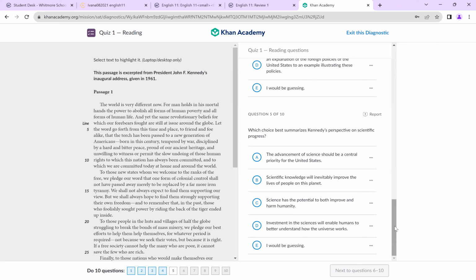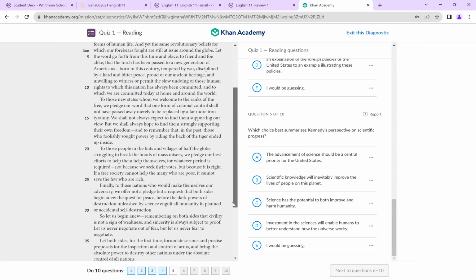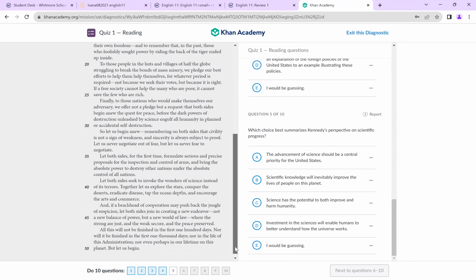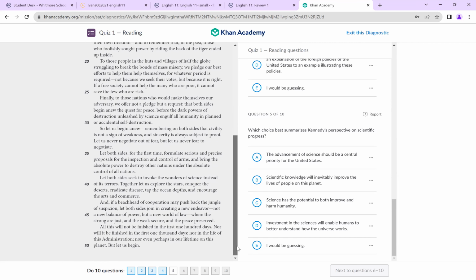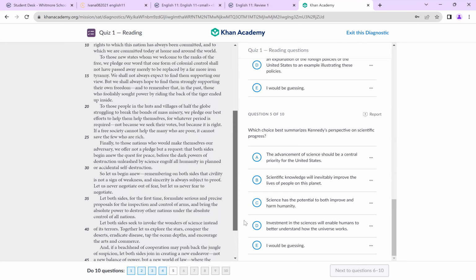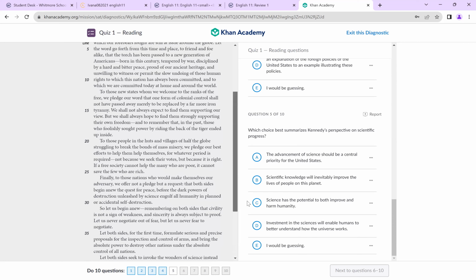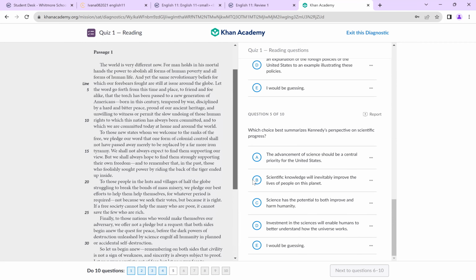Which choice best summarizes Kennedy's perspective on scientific progress? So sometimes, again, you've got to figure out where he was even talking about that, because they talk about so many different things in speeches. So it's definitely not where we're talking about weapons. Yeah. So I think it's before that.